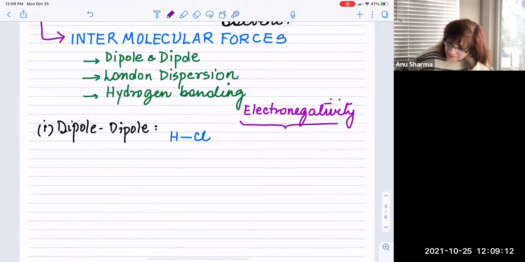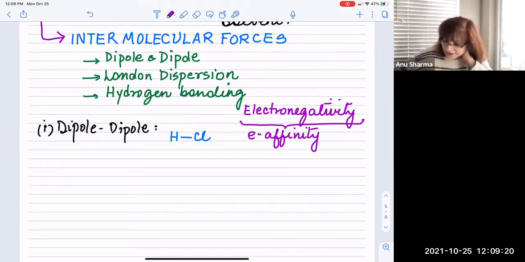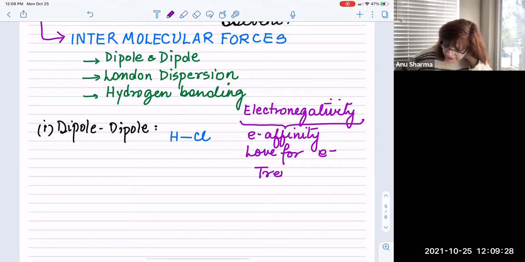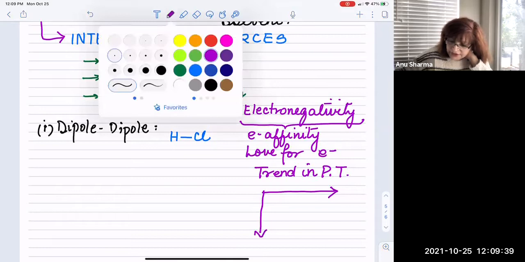Electronegativity means electron affinity; it relates to that, meaning love for electrons. And we know the trend in the periodic table: as you go from left to right, the electronegativity increases.